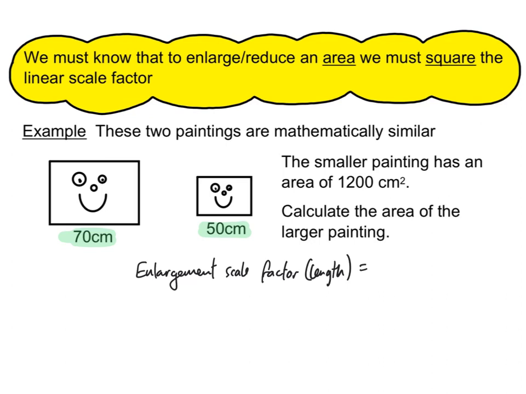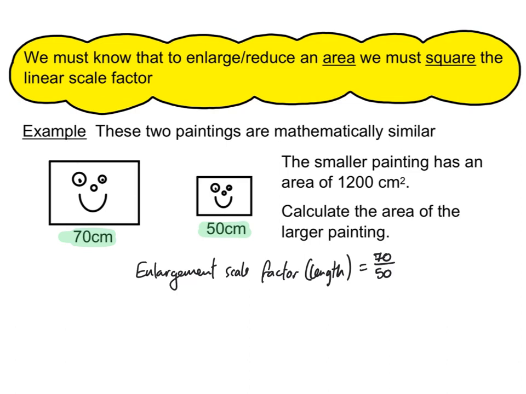Now, if we look at the two dimensions, our two lengths here, we have 70 and 50. And because it's an enlargement, we need a number bigger than 1, so 70 over 50. Again, I'm just going to leave it like that. In a non-calculator paper, I might simplify that, but there's absolutely no need to do that when you have a calculator that's going to do most of the work here for you.